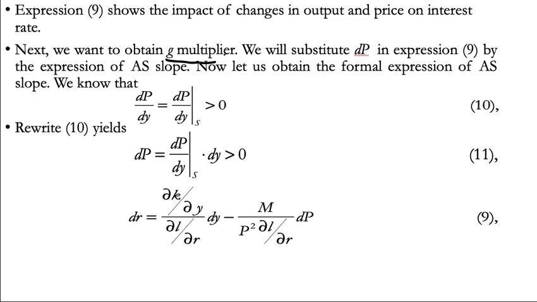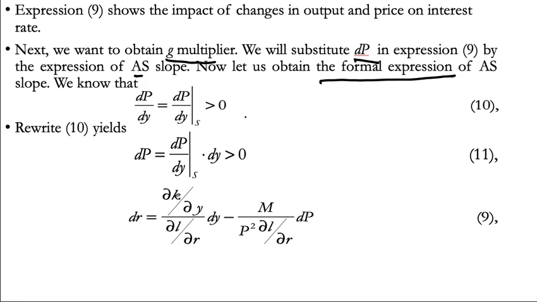So what we need to do is substitute the change in price, dP, in expression 9. How do we substitute it? By putting the AS slope in expression 9. So let's recall the AS slope. We want to obtain the formal expression of the AS slope. We know that the AS slope is given by expression 10. In expression 10, the change in output leads to the change in price, and the relationship is positive here.